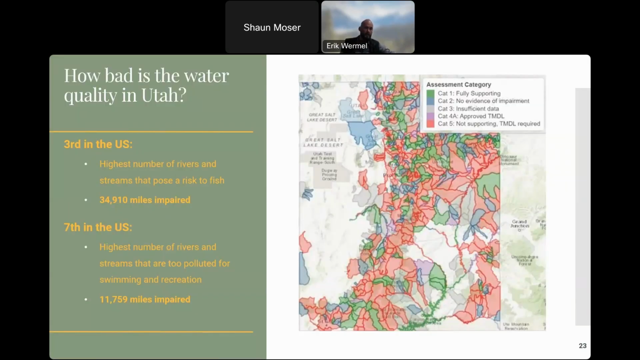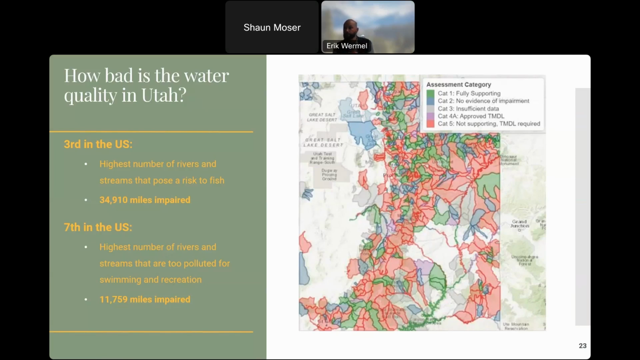So this presentation isn't all depressing. We're getting into some really exciting ways of handling issues with stormwater runoff, but we'll cover a few more just to show the impact here in Utah. But how bad is the water quality here?